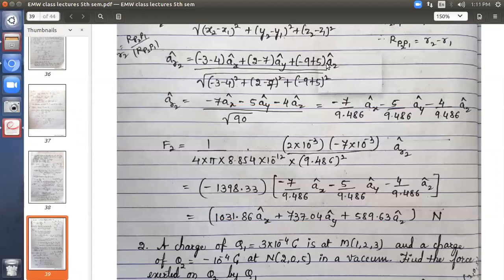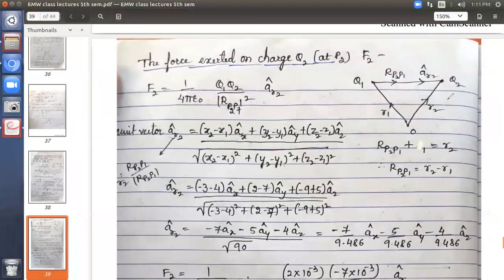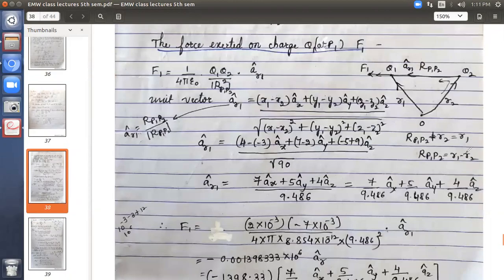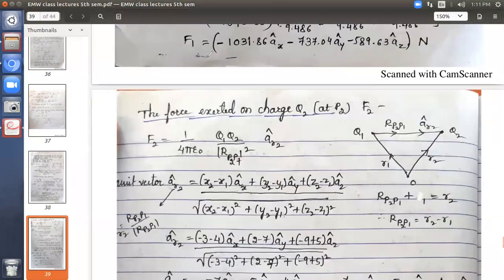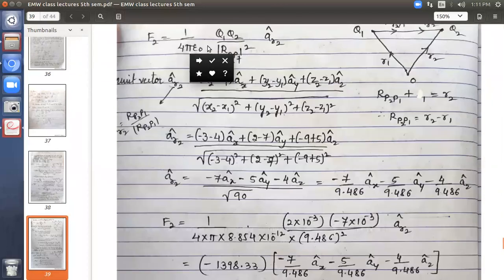The suffixes are very important. In the first diagram, the suffix was 1 minus 2. In the second diagram, it was 2 minus 1. So I hope you understood this problem. Any doubts in this problem? Please ask me.